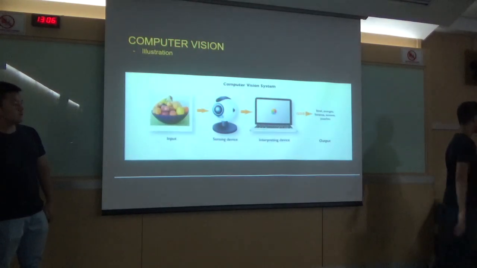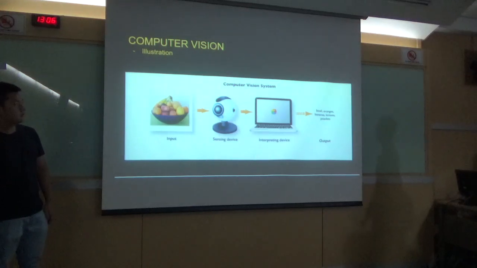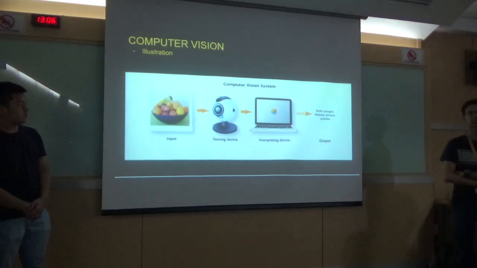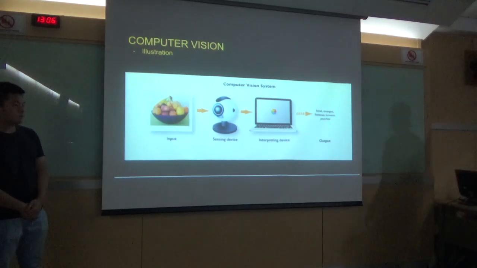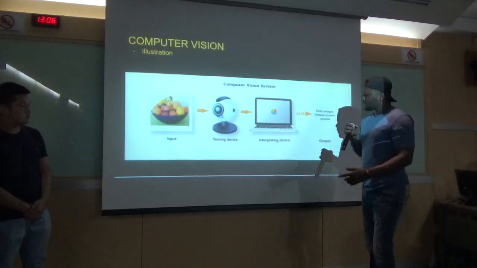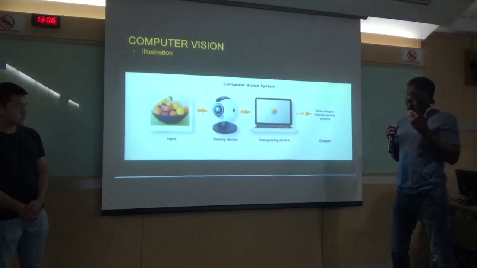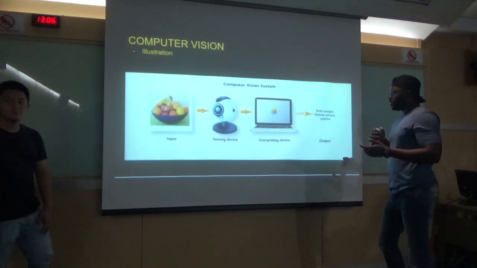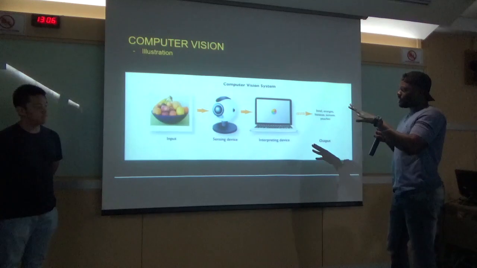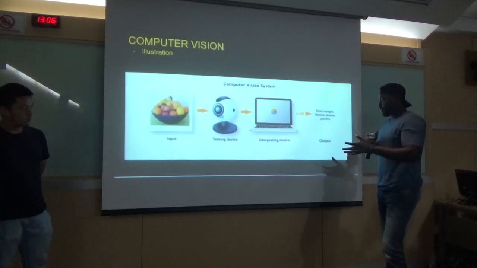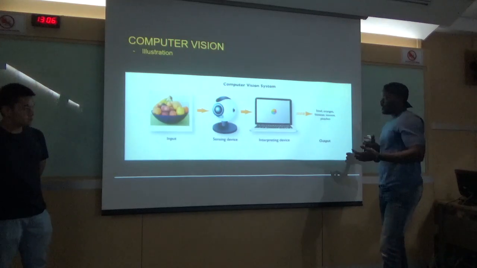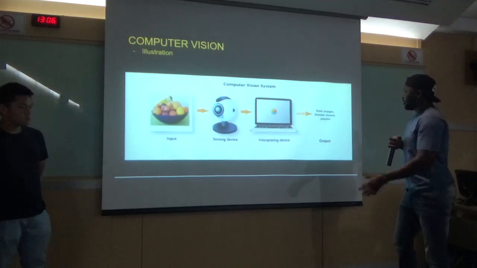Okay. This is an illustration of how a computer perceives objects. There are different ways to perceive this. One, we have sensing devices, which can be a scanner or a camera. When the camera is pointed at an object, within the computer we have some functions to gather information from that, and we have the result.